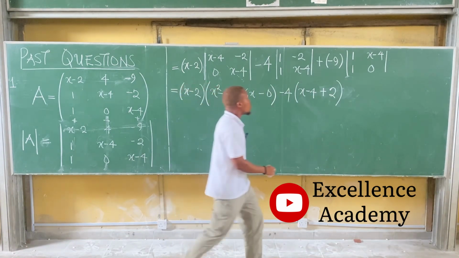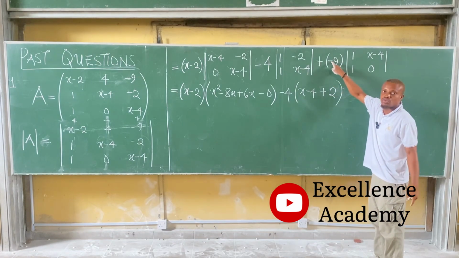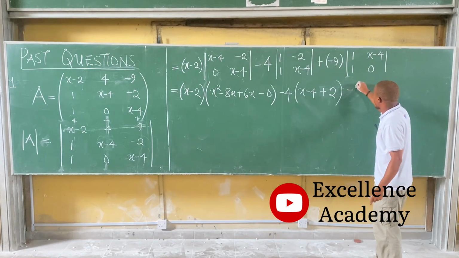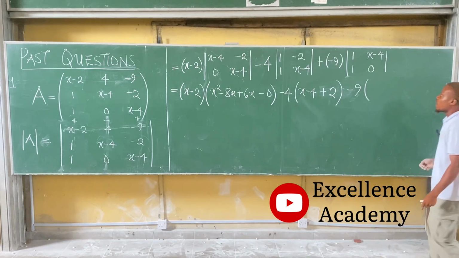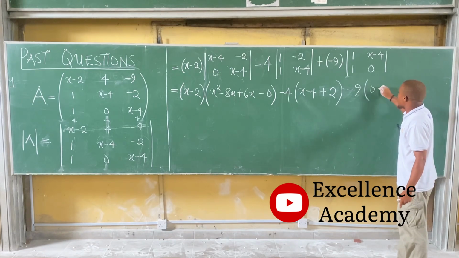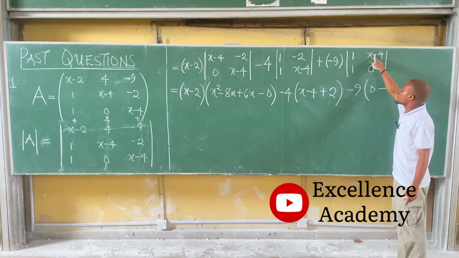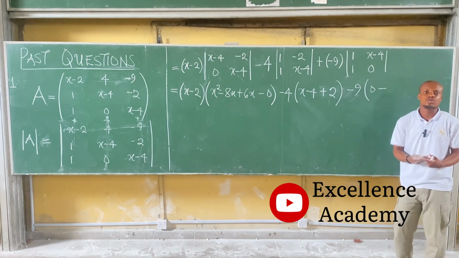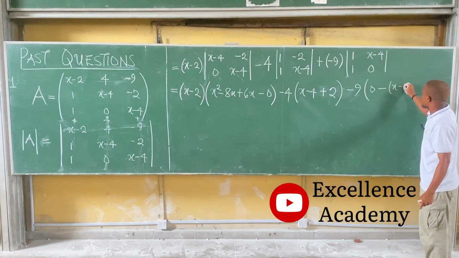Right? Next up, let's go. For this, I'm having plus times minus, which is minus 9. Alright, let's get our determinant for that. I'm having 1 times 0, which is 0, minus the product of your second diagonal, which is 1 times x minus 4, which gives us x minus 4. So I'm having x minus 4 here.